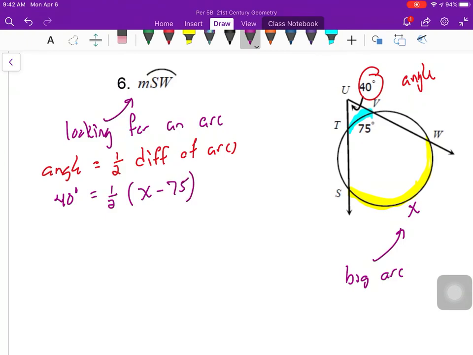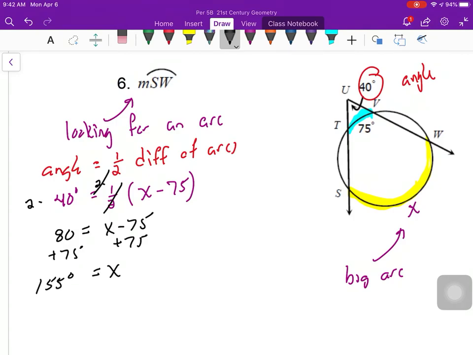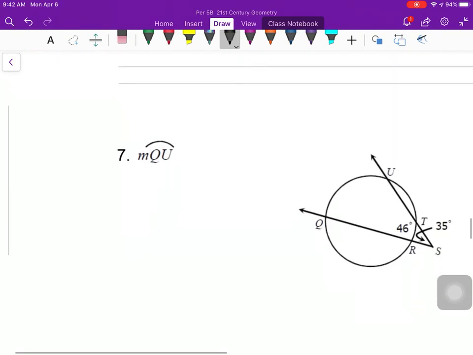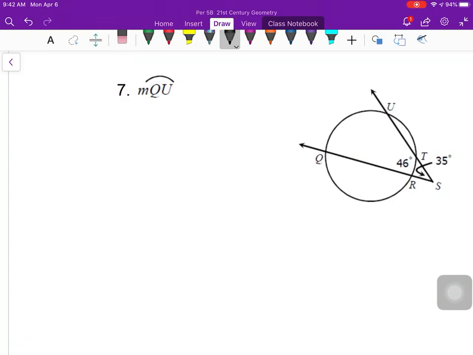So the angle, 40 degrees, will equal half of the big arc minus the small arc. And as we've seen in the previous examples, the best way to handle this, what I've encouraged you to do, is to multiply both sides by 2. That would give us 80 equals x minus 75. Then we'll just add the 75 on both sides. X would equal 155. So the measure of arc S to W is 155 degrees.